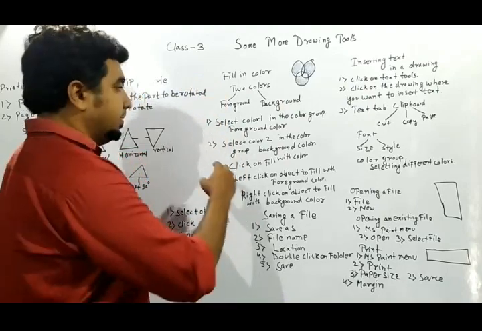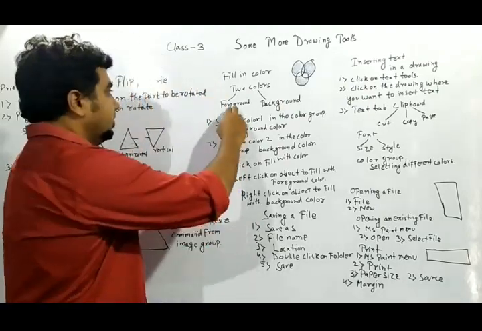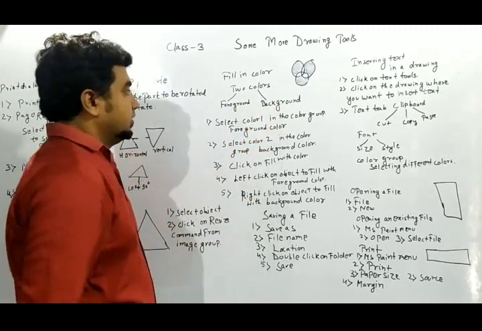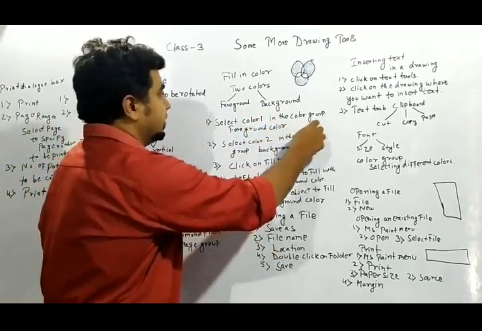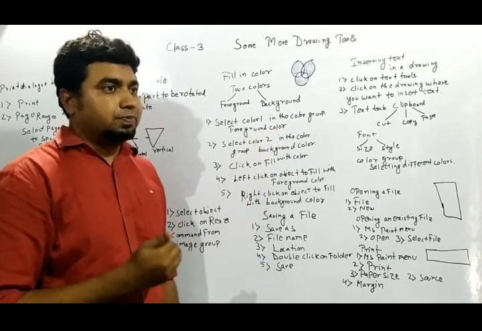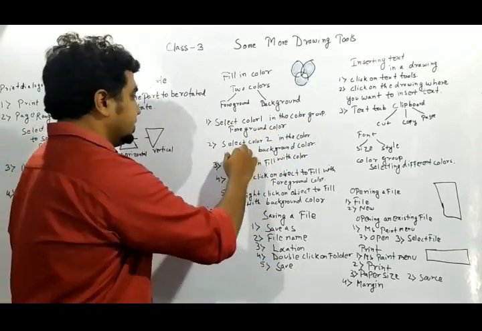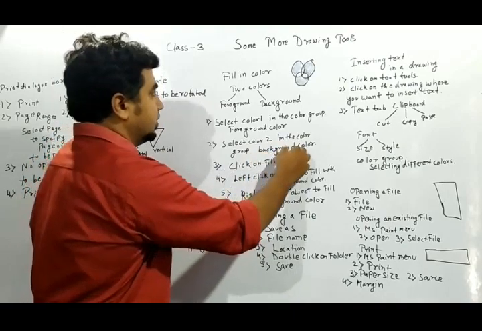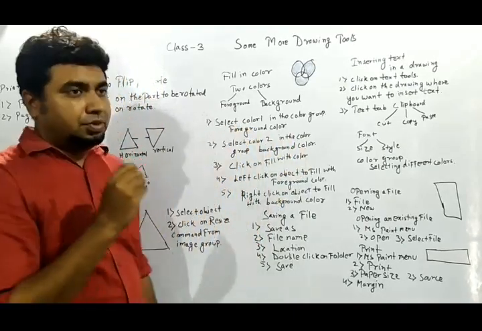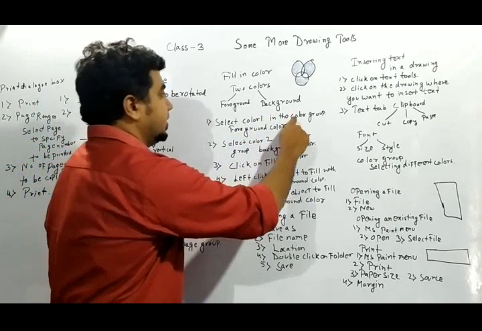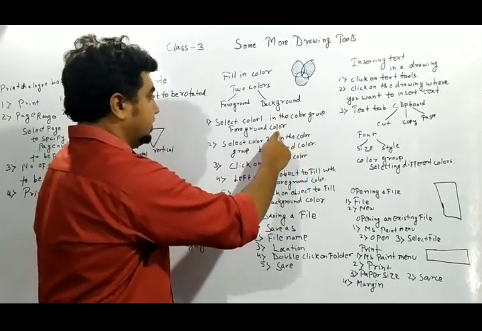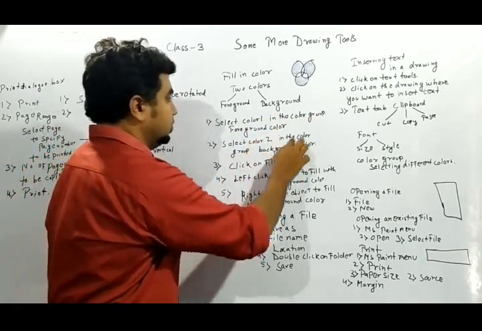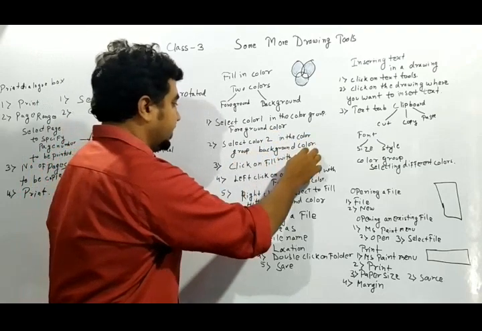So similarly we can apply in Paint also, foreground and background colors. So select color 1 in the color group, that is known as foreground color. And if you select color 2 in the color group, that will be background color. I have told that if you select color 1 in the color group, that will be foreground color, and if you select color 2 in the color group, that will be background color.